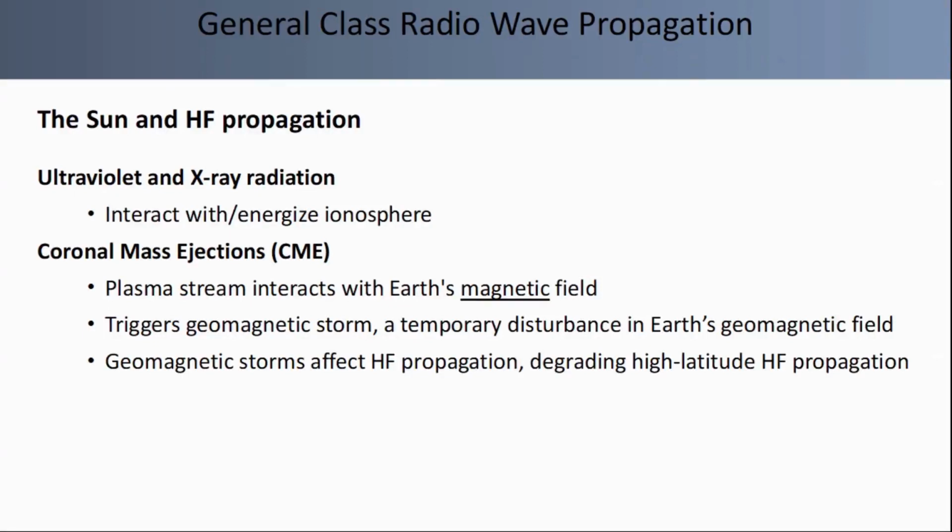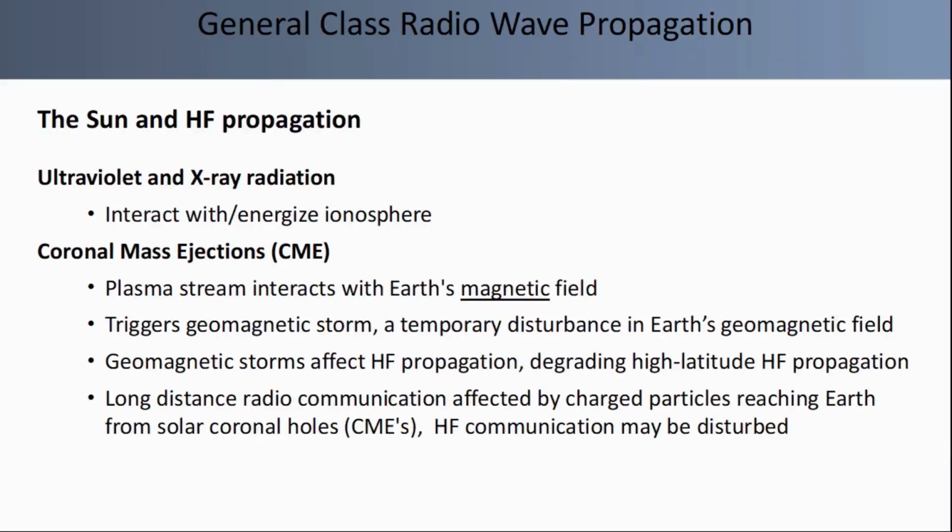Geomagnetic storms affect HF propagation, not in a good way. Depending on the intensity of the geomagnetic storms, and there are scales for that, it can cause a degrading of high latitude HF propagation. So if you get up north, maybe above the 45th parallel, or even higher, you'll start to see some degrading of the HF propagation due to those geomagnetic storms.